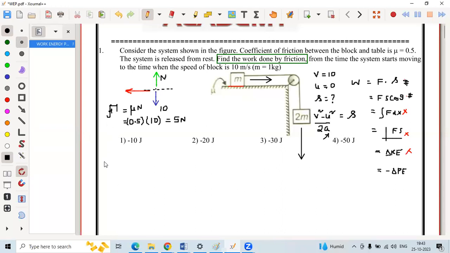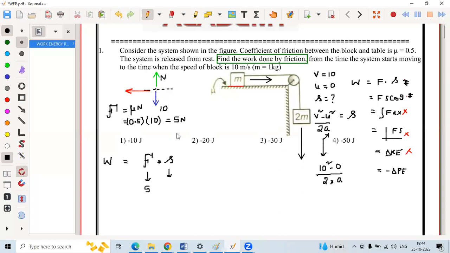Force is there. If I have S, I'll use frictional force into the displacement. That is the final answer. Frictional force is 5. S is not known, so I'm doing this to find S. Here U is 0, V is 10, V square is 10 square, so I can substitute 10 square minus 0 divided by 2 into A.